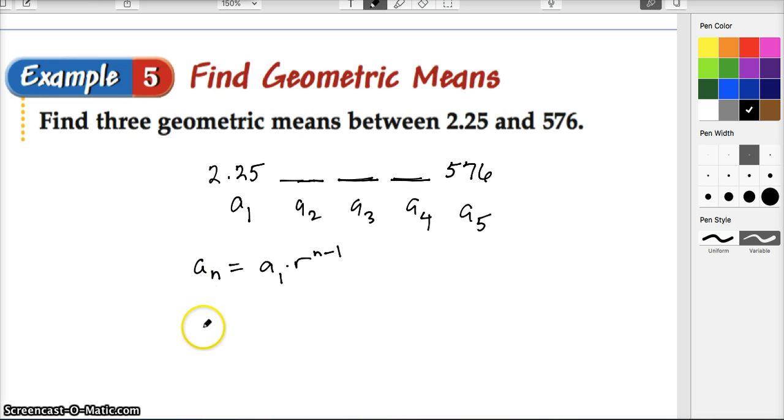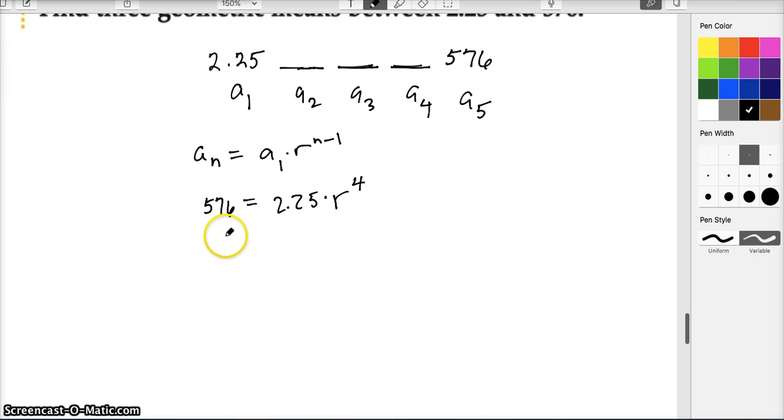Let's fill in what we know. We've got a sub 5, which is 576, equal to 2.25 times the common ratio, which we're not sure of, to the fourth power, the n minus 1 power, which is fourth. Now, this isn't so bad, guys. We divide both sides by 2.25, and this actually comes out to 256, which is equal to r to the fourth power.